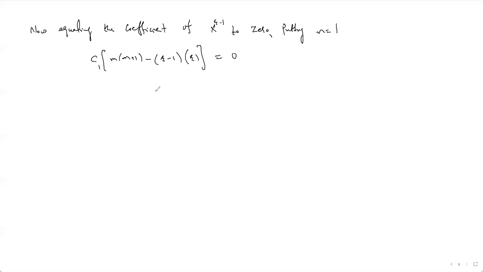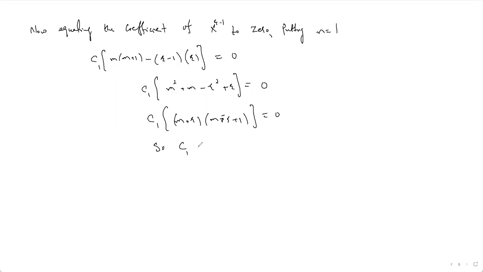Or I will say that C1 times (m square plus m minus r square, minus into minus becomes plus r) will be equal to 0. Or C1 into (m plus r) into (m minus r plus 1) will be equal to 0. Now this cannot be equal to 0, because either m is equal to r, or r is equal to m plus 1. So this implies that C1 is equal to 0, because the product of these two things is 0. Since this factor is not equal to 0, it implies that C1 is equal to 0.